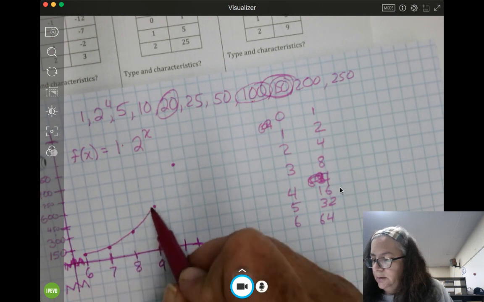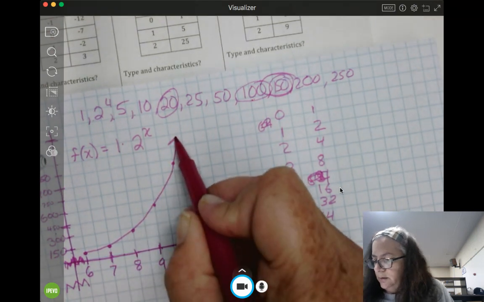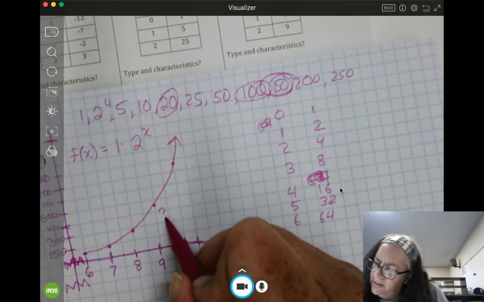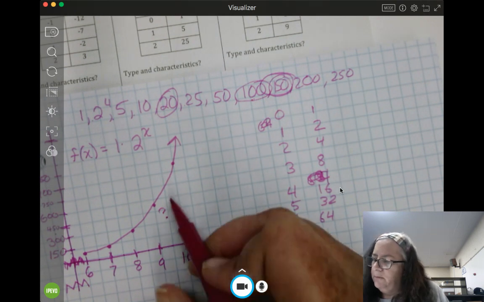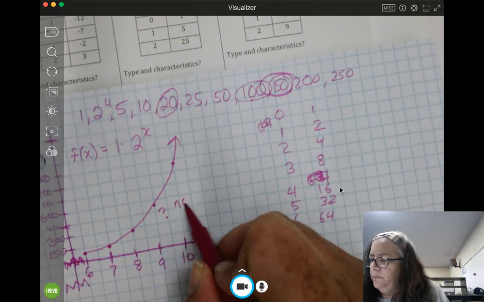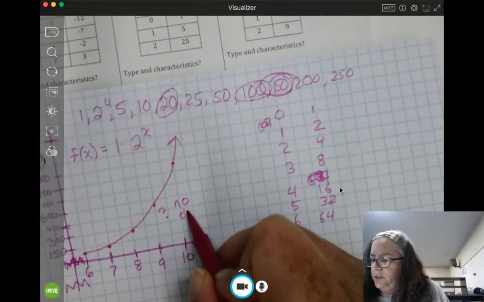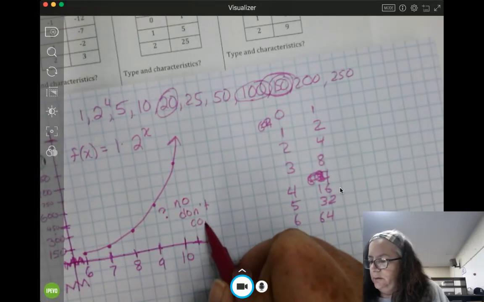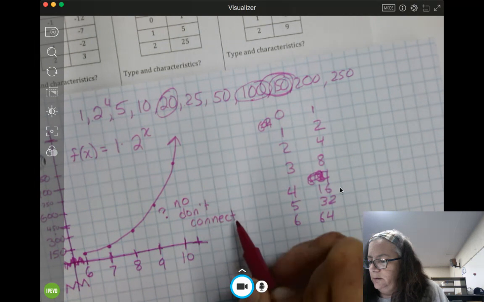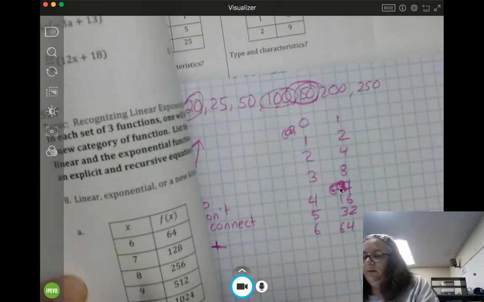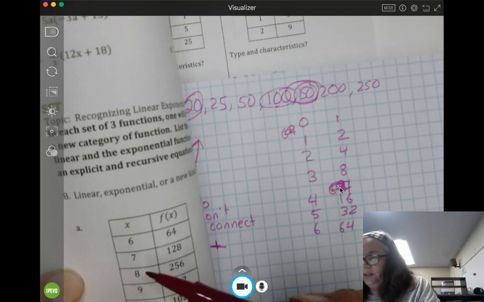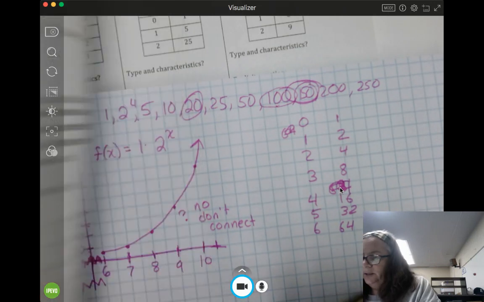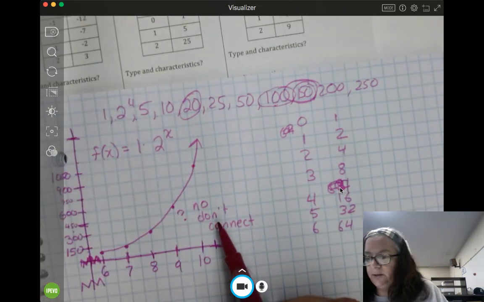And, should I have connected these? Technically, no. Don't connect, because here, they didn't tell me what's in between. This is what we call discrete. It's just a set of points. So I probably should have just left the points without connecting it.